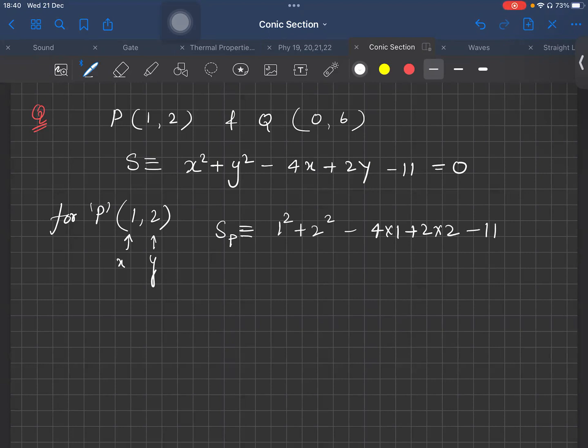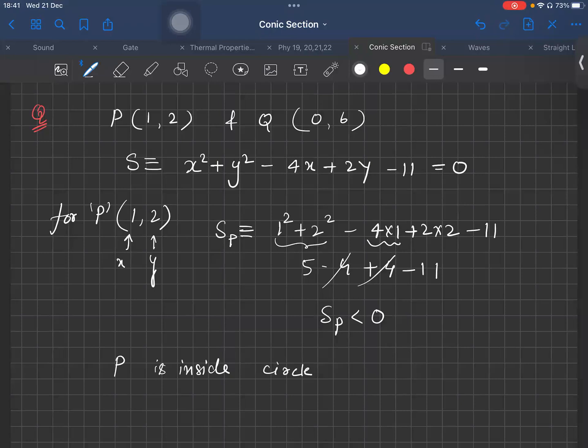What are you getting? So 1 square plus 2 square, this is 5. 5 minus 4 plus 4 minus 11, right? That means you are getting lesser than 0. The value you are getting is minus 6, right? SP is minus 6. So this is lesser than 0. Whatever you get, SP is lesser than 0, because you are getting a negative value. That means point P lies inside circle S. This is the general equation of circle S.